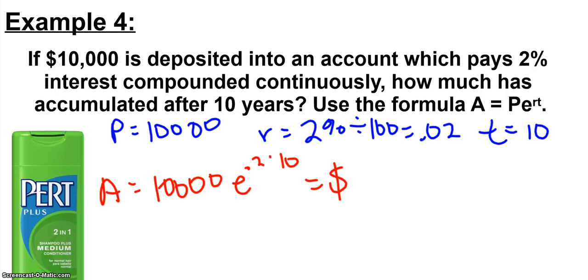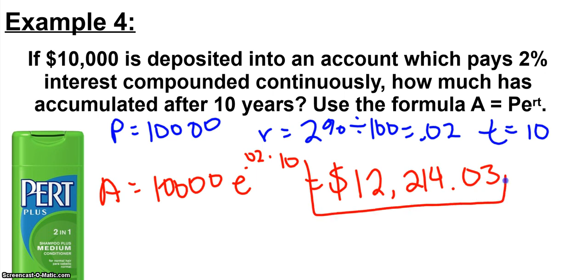So 0.02 times 10. Let me fix that real quick so that y'all can see that change where I messed up because I didn't fully pay attention. There we go. Okay, get my pen back. So 0.02 times 10. Okay, then hit enter, and you get $12,214.03. So with interest, you'll then have $12,214.03 in your bank account.